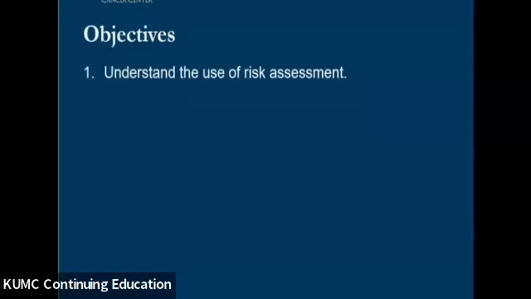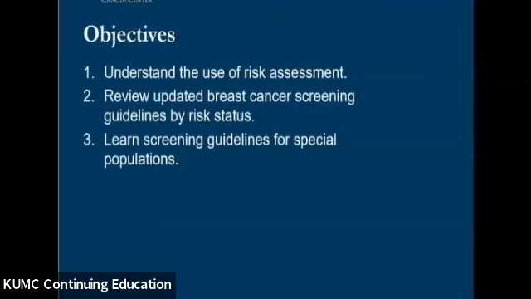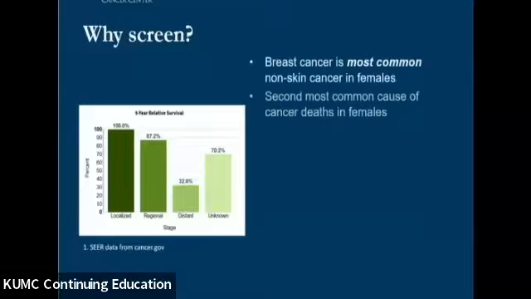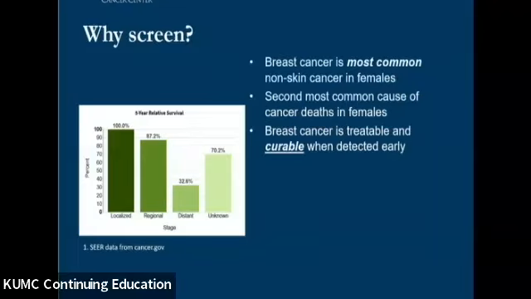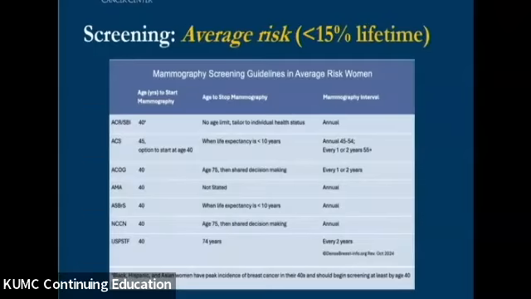Objectives for this first talk are to understand the use of risk assessment, review our updated breast cancer screening guidelines by risk status, and then learn the screening guidelines for special populations. So why do we screen? We all know breast cancer is common. It's the second most common cause of cancer death in females, but it's curable when it's detected early. Screening mammography has been repeatedly proven with randomized controlled trials to decrease mortality by 30 to 40%, but there is some reduced sensitivity in our higher risk populations.